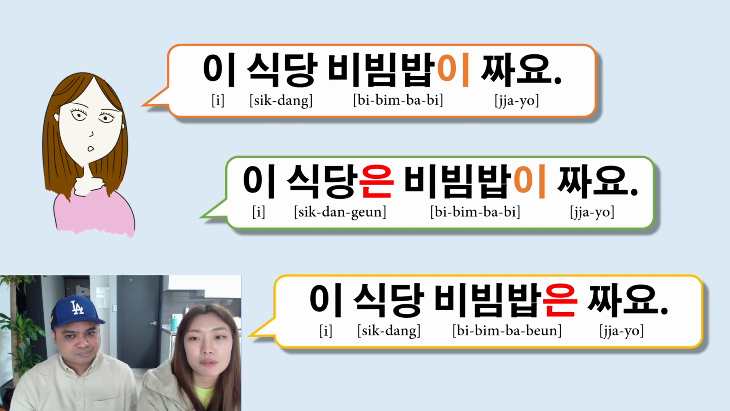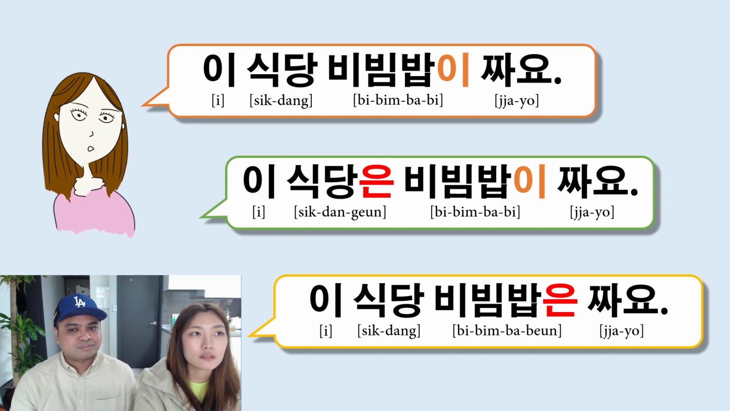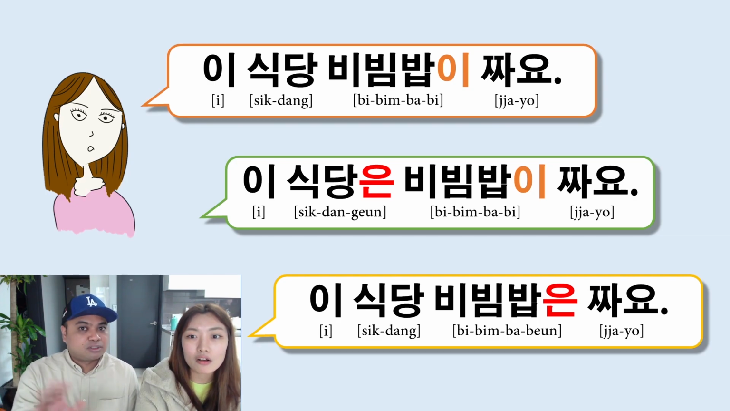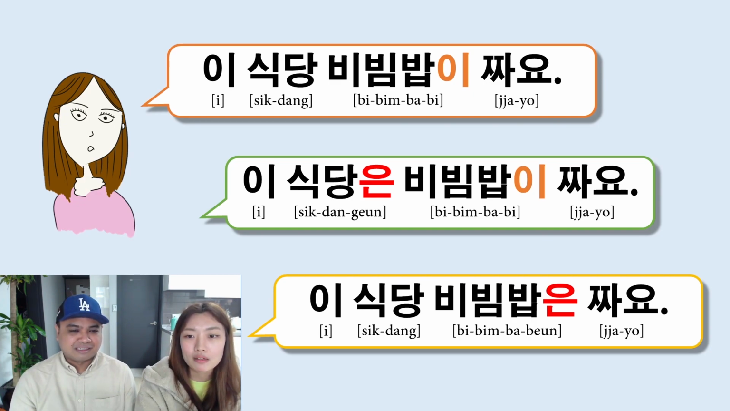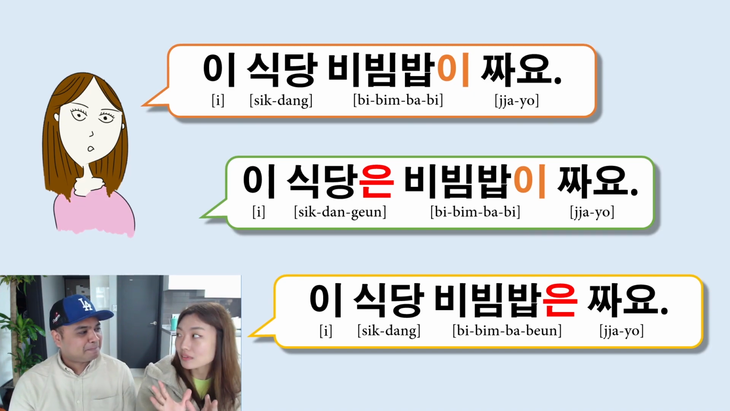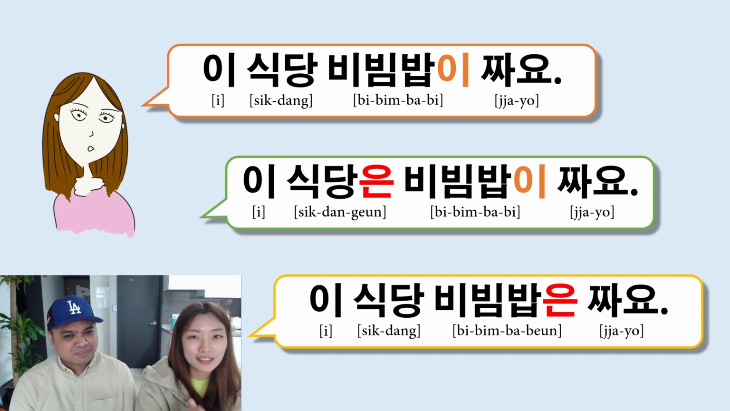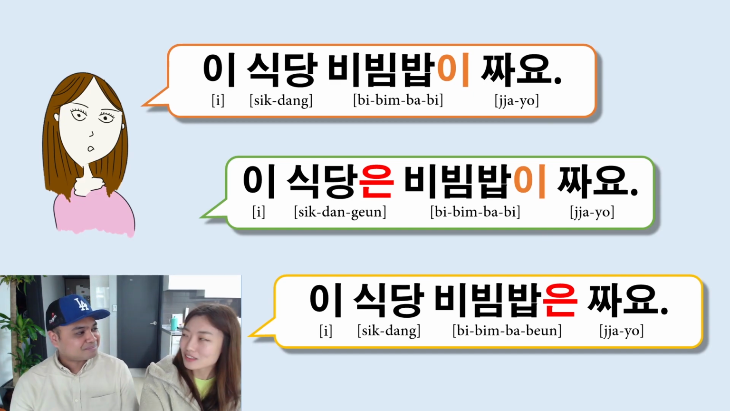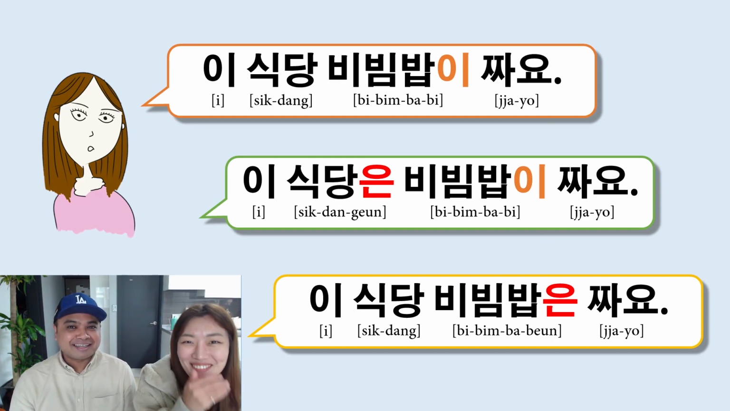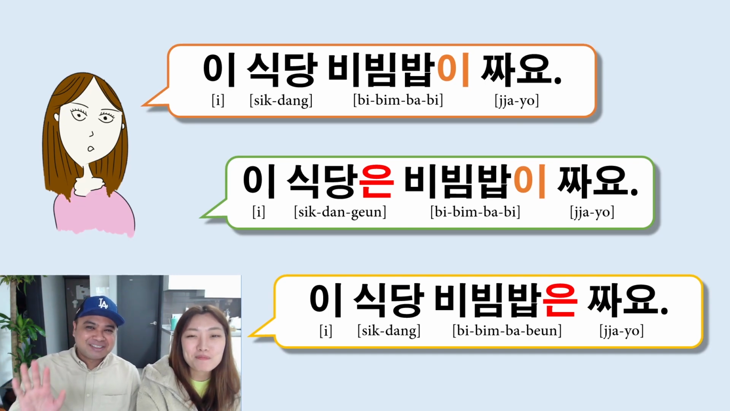Like if you say 비빔밥은 짜요, it means you know about some other topic too, like other menus too. But if you just say 비빔밥이 짜요, you don't know about the other items, if they're salty or not. Yeah, it can be you don't know, or it can be you know, but just focus on the bibimbap. But if you say bibimbap은, you know some other things too, you know? Does that make sense? Yeah, easy. Super easy, right?